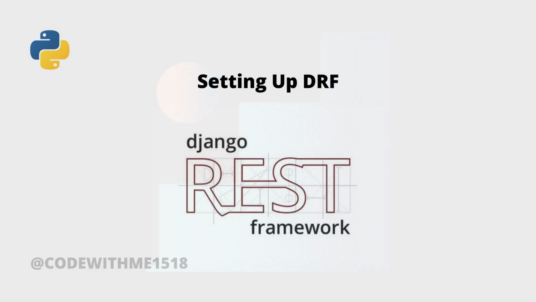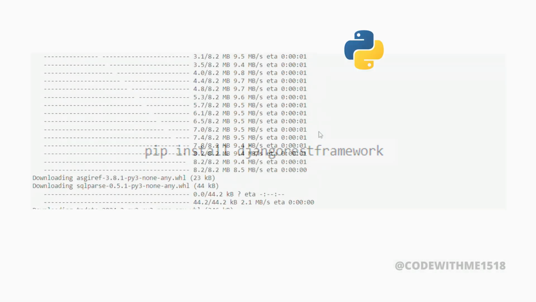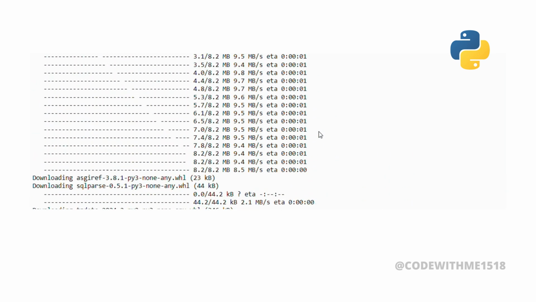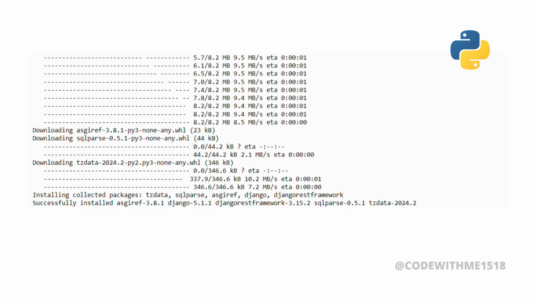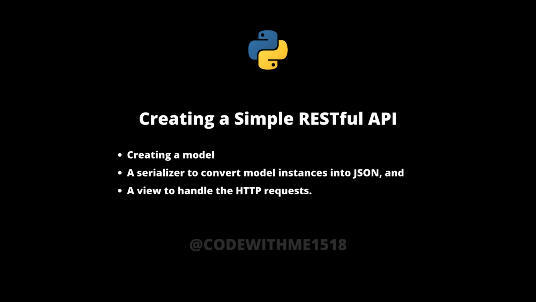Before we begin coding, let's make sure we have Django Rest Framework installed in our project. If you don't already have it, simply install it using pip install djangorestframework. Next, we need to add rest_framework to our INSTALLED_APPS in settings.py. With that set up, we can now create our first API.